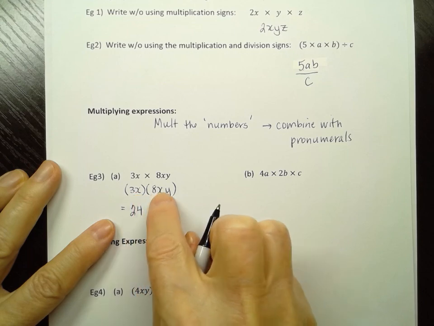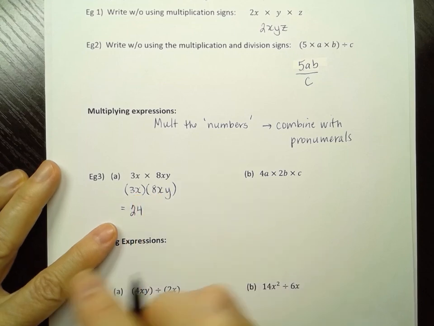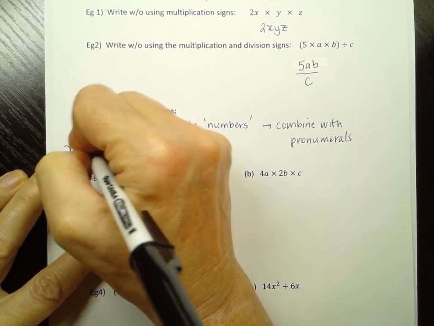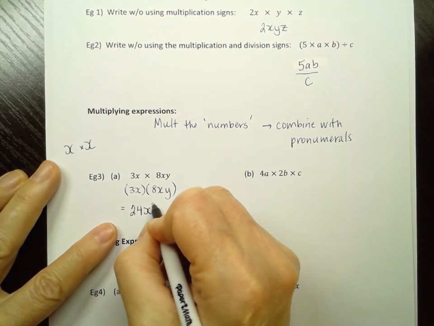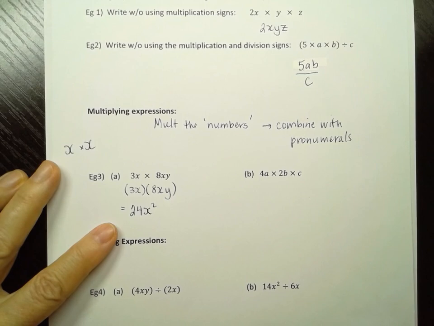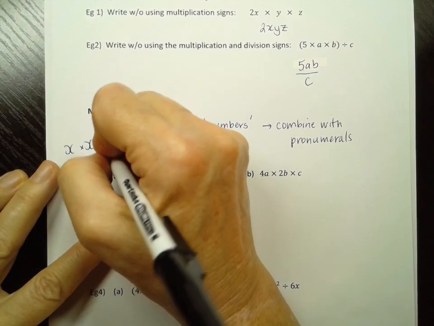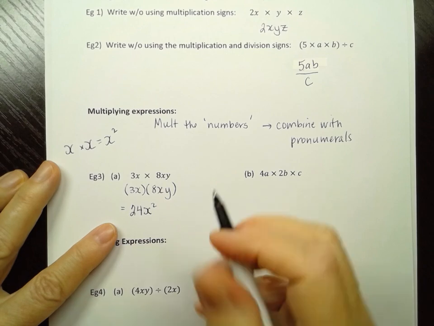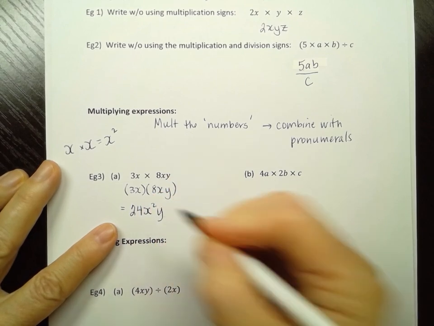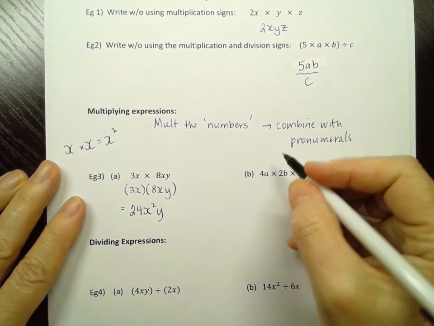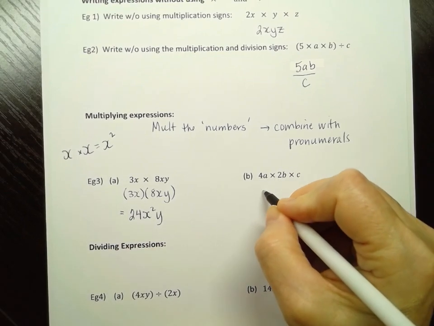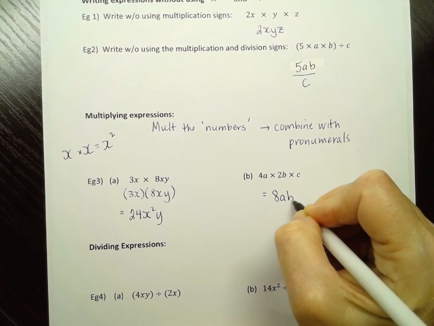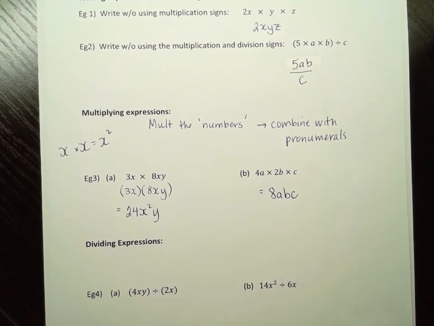So if I have x times x, we're going to have to think back. x times x is x squared. You can see why we don't want to use the multiplication sign anymore. It gets confusing. So we've got to remember that when we multiply letters together, we have to use our squares. And there's just one y there, so I'll just put the y. And I'm done. Finished. Okay, so this is 4 times 2, and then an a, and a b, and a c. And that's it. It's very easy.